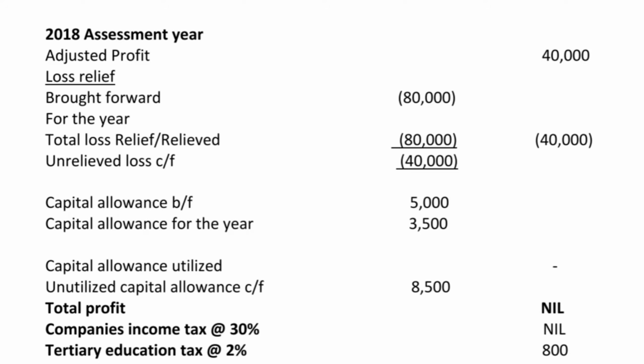Then for the year, there's no loss for the year because they made a profit. Okay, so the total loss is 80,000. What can you relieve out of this loss of 80,000? You can only relieve 40,000 naira, right? You can only relieve 40,000 naira. So that's what you're going to relieve. Then it will remain 40,000 unrelieved. That's what you carry forward.